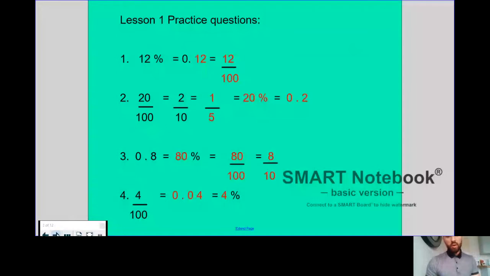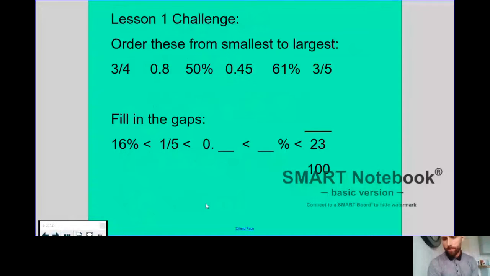Here and now, the challenge questions. Can you please order those fractions from smallest to largest? Not order the fractions, but order the mix of fractions, decimal fractions, and percentages. You have 3/4, 0.8 or 8/10, 50%, 0.45, otherwise known as 45/100, 61%, and 3/5.